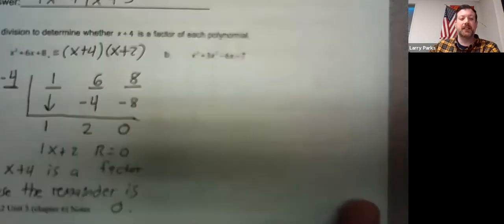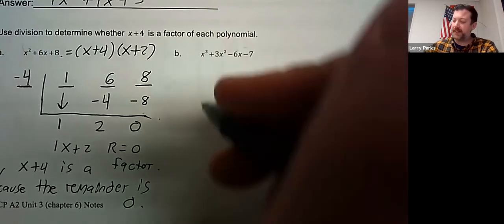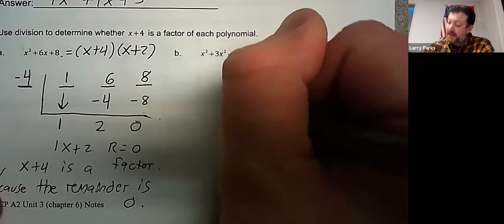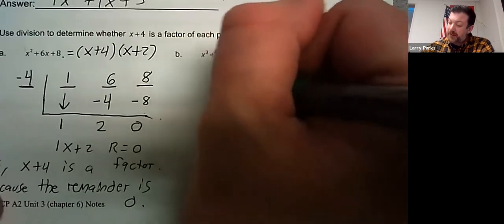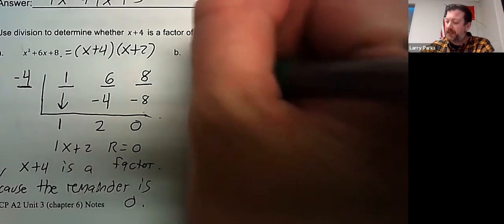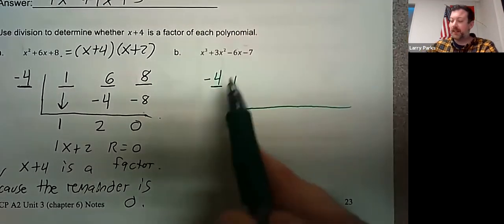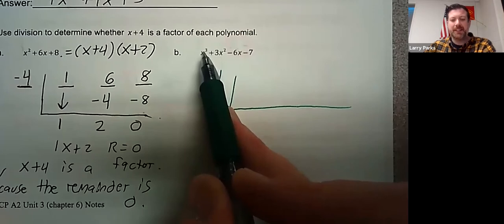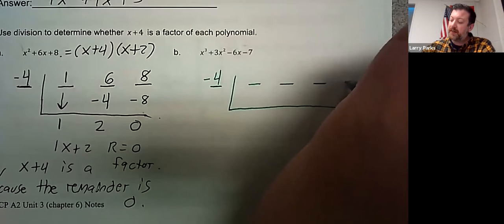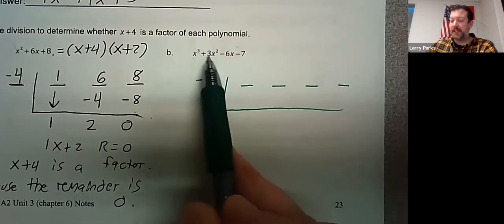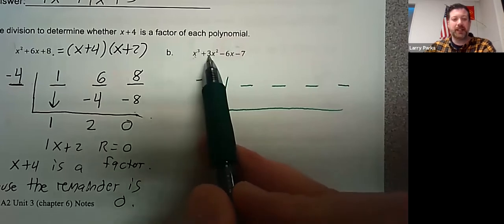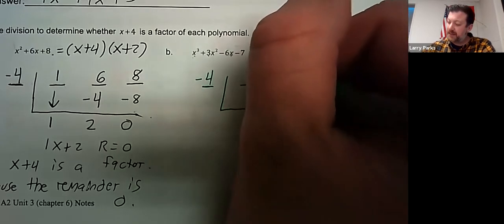This one. Is x plus 4 a factor? So we'll put, better use a different color. So what number goes there? We're trying to see is x plus 4 a factor. So -4 goes here. It's to the third power. So I need 4 boxes. 1, 2, 3, 4. I see I have 4 terms. So I'm good. No zeros. 1, 3, -6, -7.